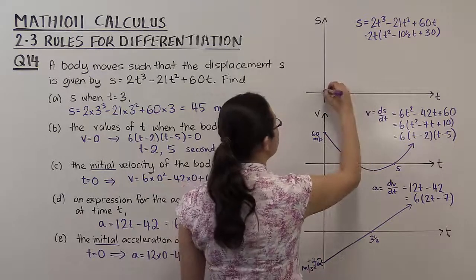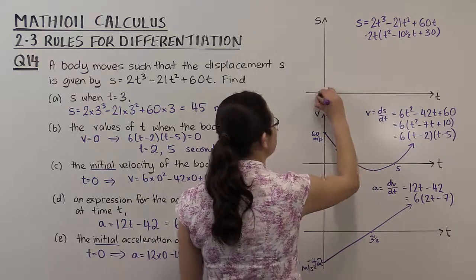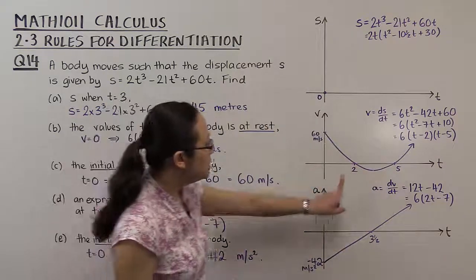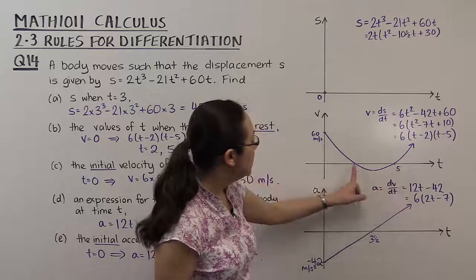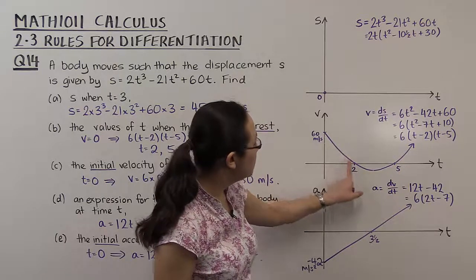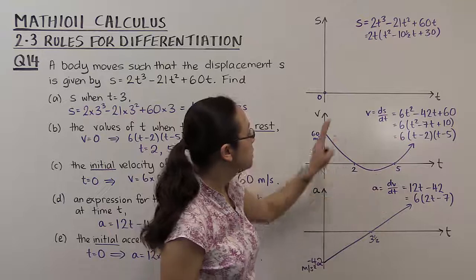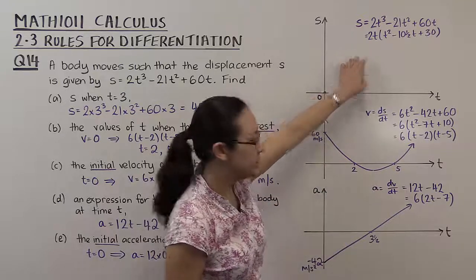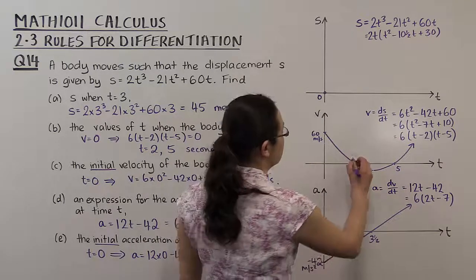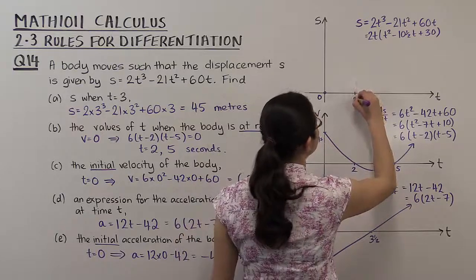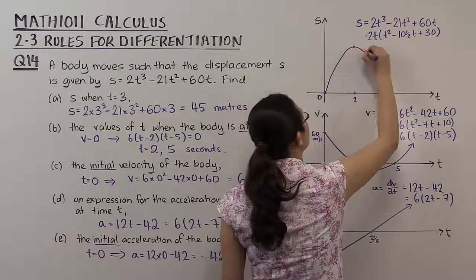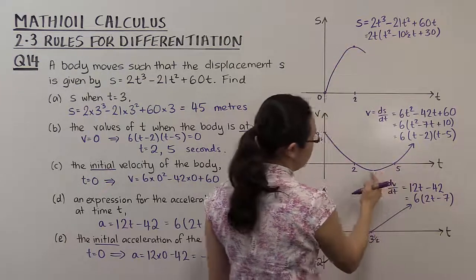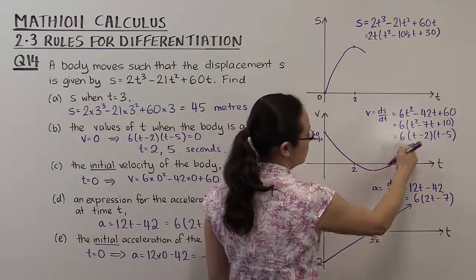So we know when t equals 0, the displacement is 0. So we know it's starting here. We know there's stationary points at 2 and 5. So here, this velocity is going from positive to negative. So that means the gradient of this is going from positive to negative. So this is a maximum point here. So at 2, there's a maximum point. And what happens is at 5, its gradient's going from negative to positive.